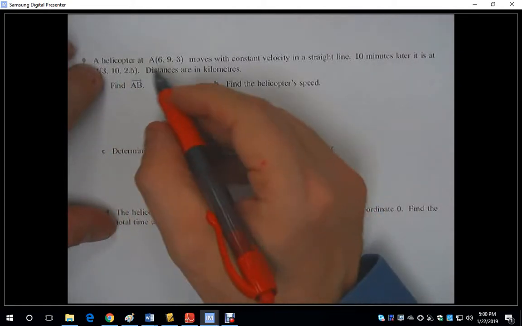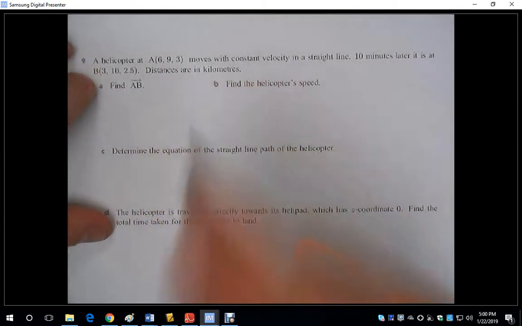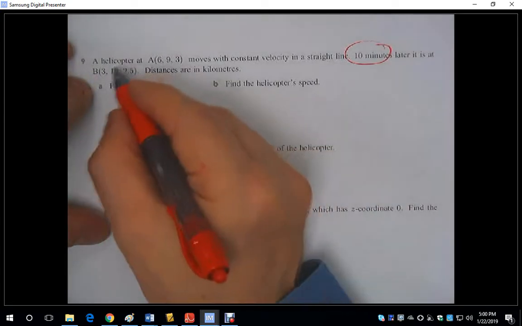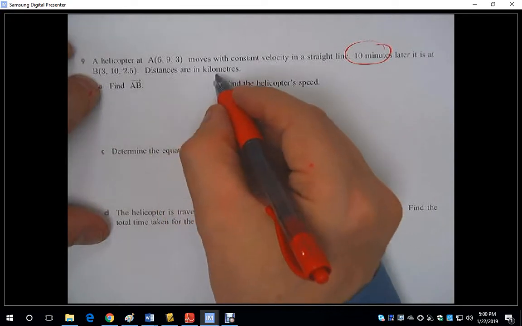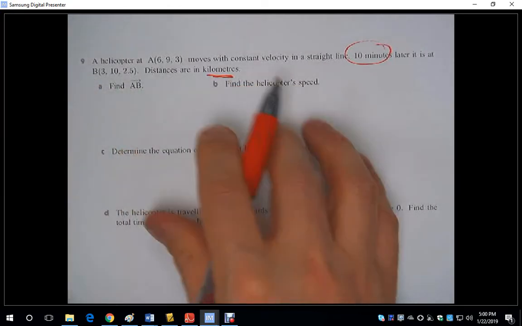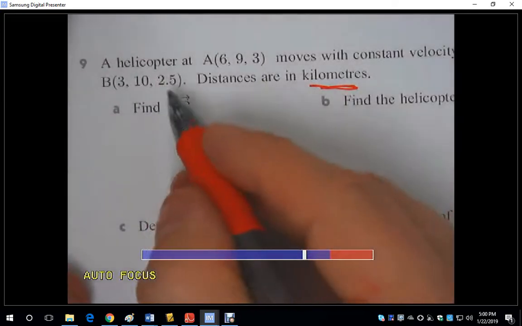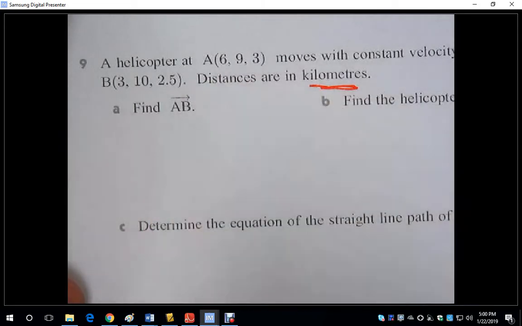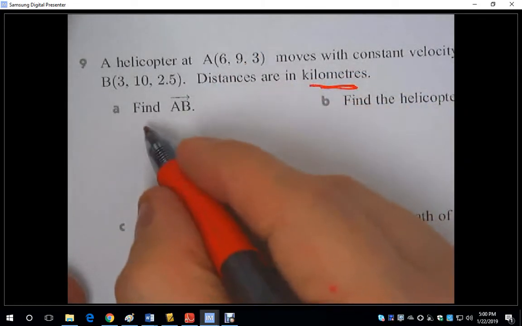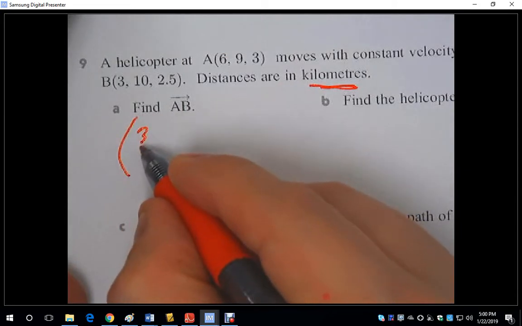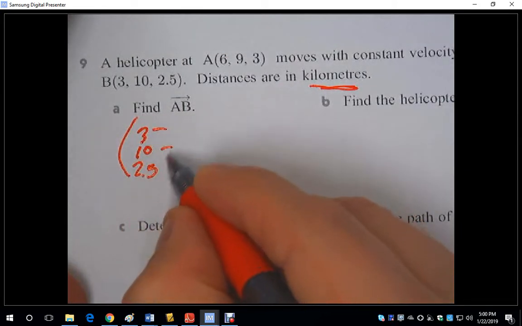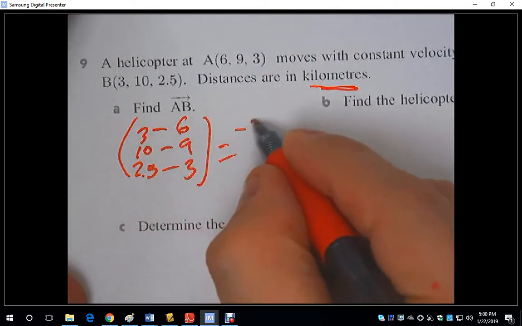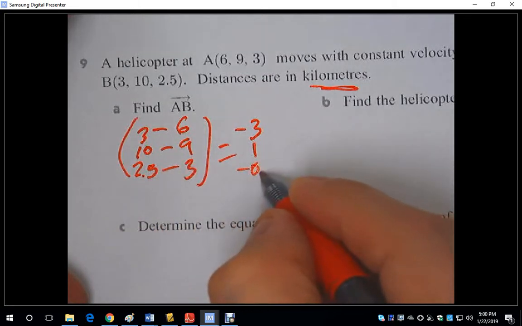It says, a helicopter at this particular location moves with constant velocity in a straight line. 10 minutes later, it is at this location here, and distances are in kilometers. So the first question is that it wants me to find the vector from A to B. Well, if you recall, you can find a vector if you're given coordinates. We just take head minus tail. So the head is B, so I have 3, 10, 2.5, and I'm going to subtract the tail, which is 6, 9, 3. That's going to give me negative 3, 1, and negative 0.5.